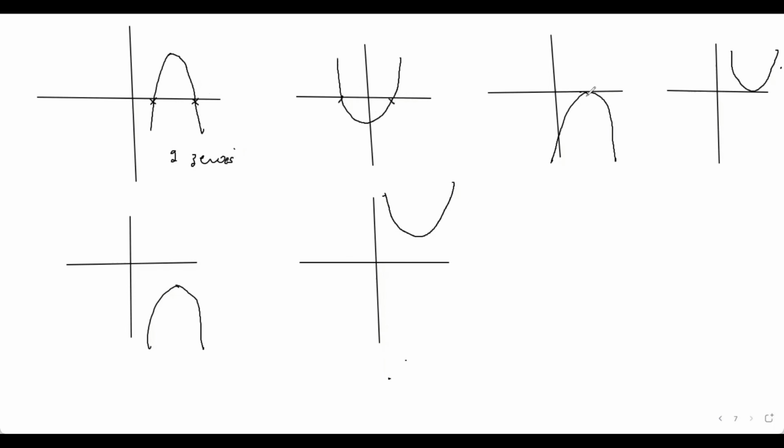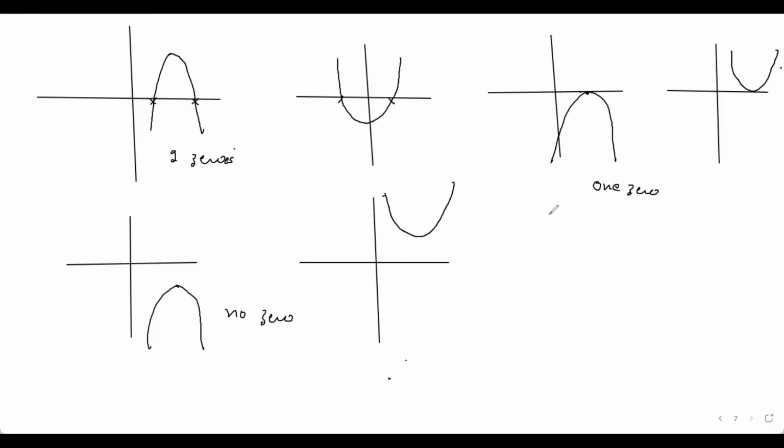Here it intersects the x-axis at one point. It means it has two equal zeros, or you can say it has 1 zero. Again, it has 1 zero. Here it doesn't cut the x-axis at all. It means it has no zero. Again, it has no zero. So these are the three cases in which a parabola intersects the x-axis at 2 points, at 1 point, or doesn't intersect at all. So here we will say it has 2 zeros, it has 1 zero, it has no zero.